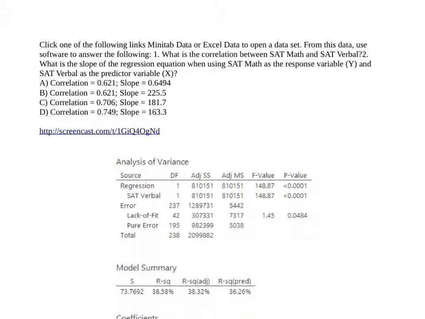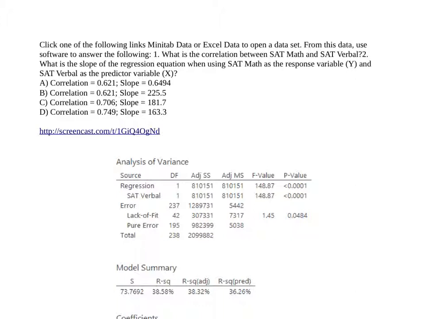So, I've started with a more applied question here. It says, click on one of the following links, and these are links in the quiz. It's Minitab data or Excel data. We don't really use this anymore, but the Minitab data is something you can use. Open that data set. From the data, use the software to answer the following.